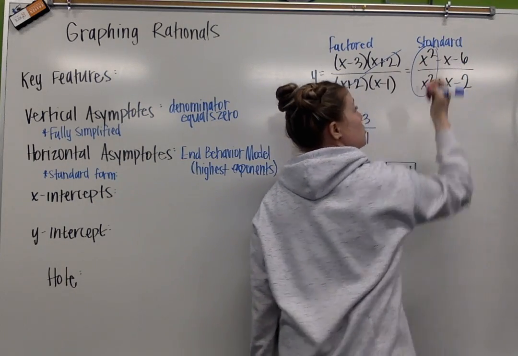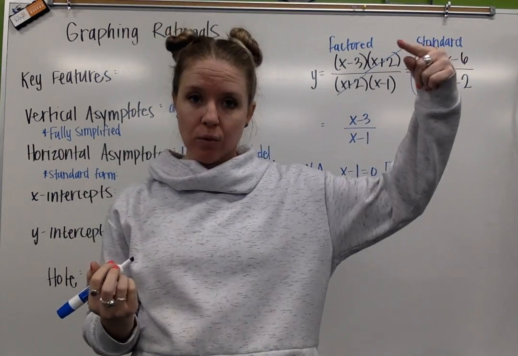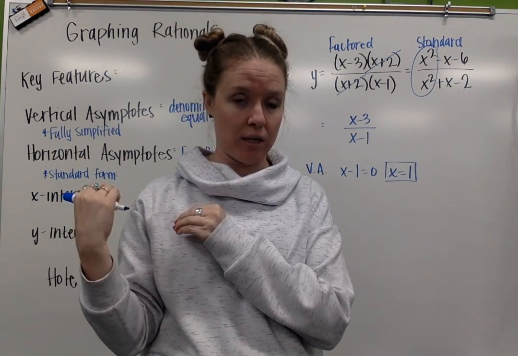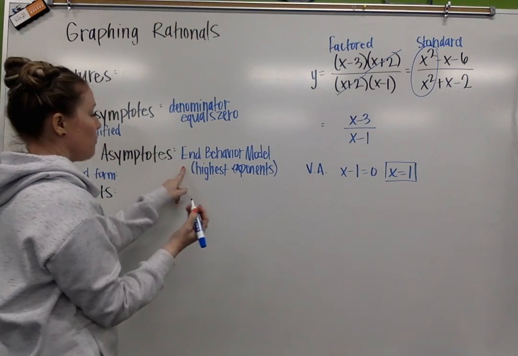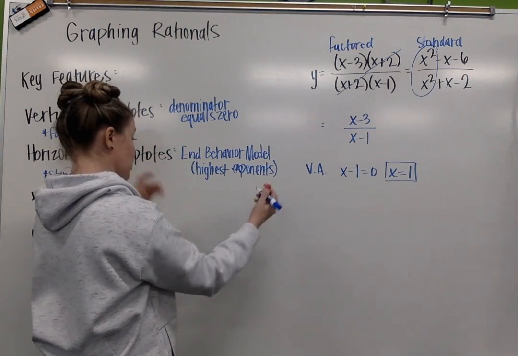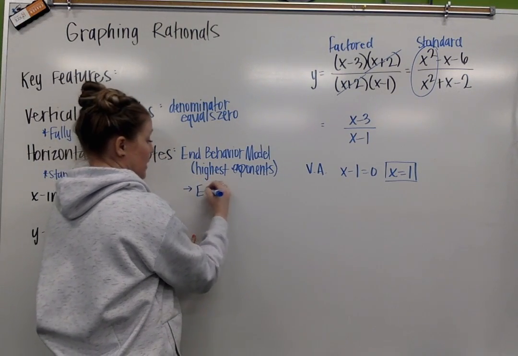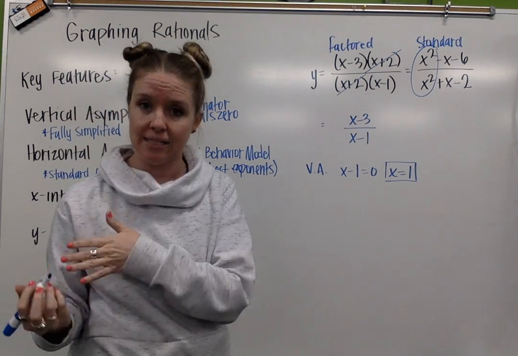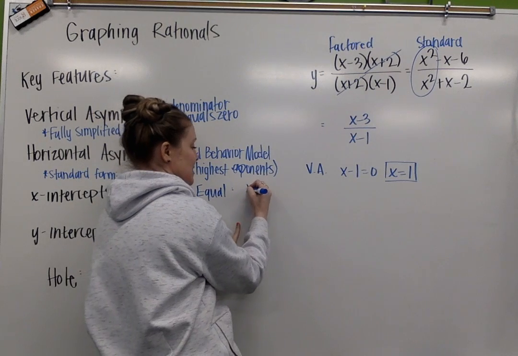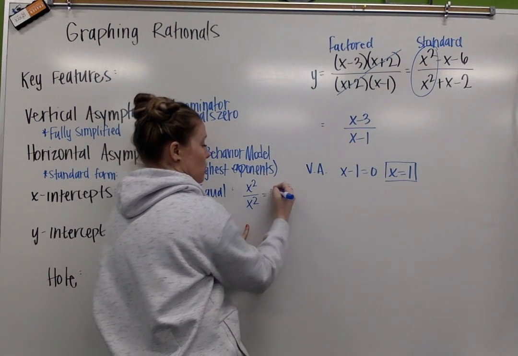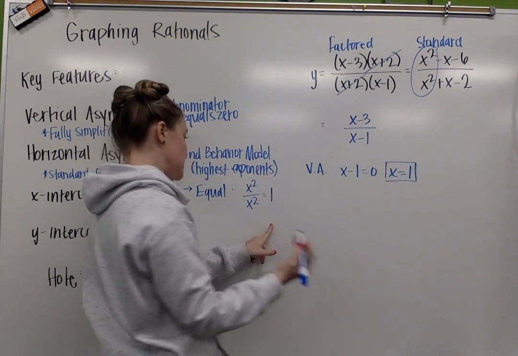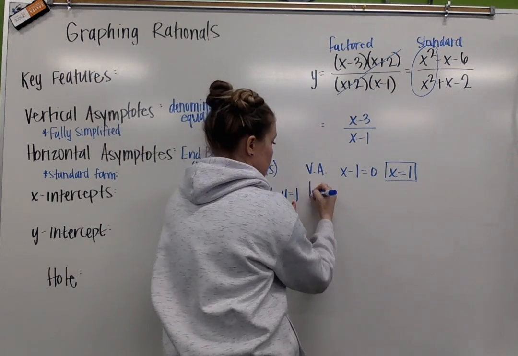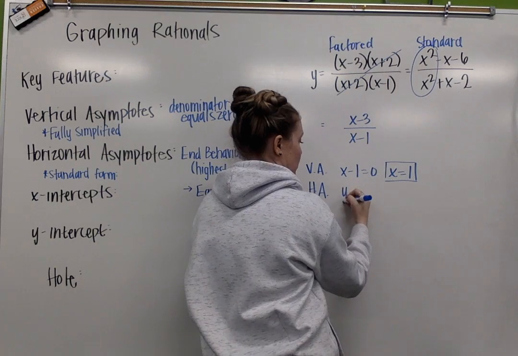So here I have an x squared over an x squared. We have an x squared in the numerator, an x squared in the denominator. They are equal exponents, right? So for my end behavior model, when they are equal, we just look at the ratio or the proportion of our highest exponents. For example, this is x squared over x squared, which is going to reduce to 1. That tells me I'm going to have a horizontal asymptote at y equals 1. I'm going to write that here.